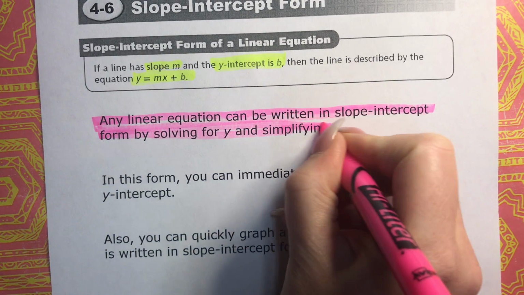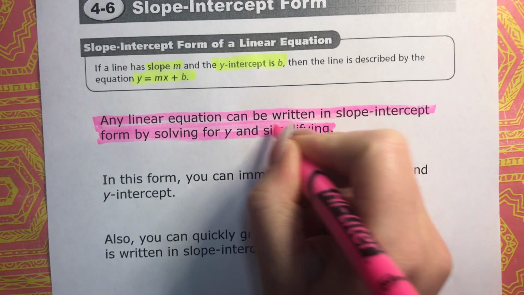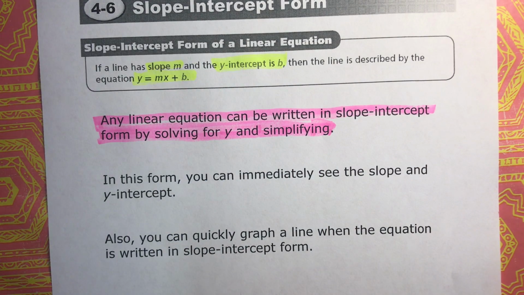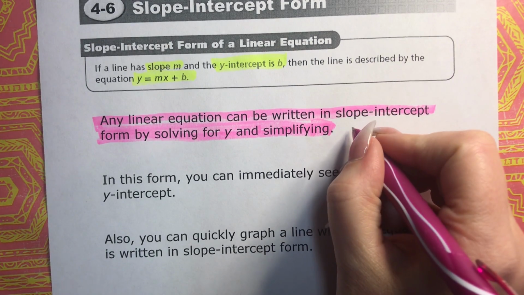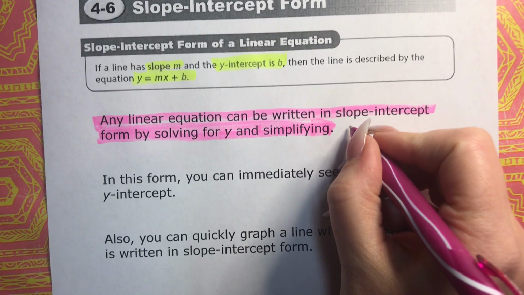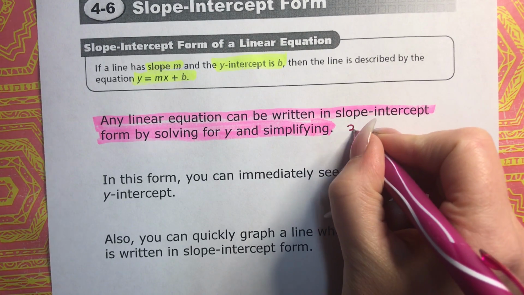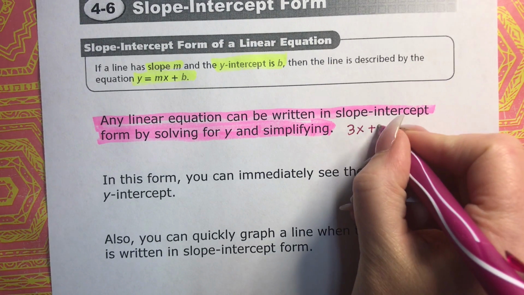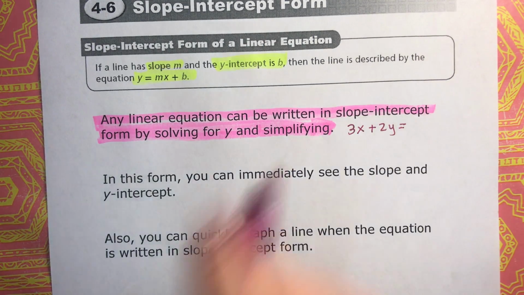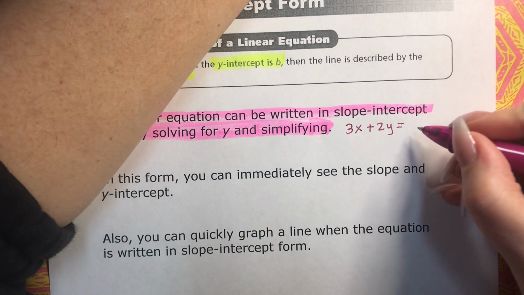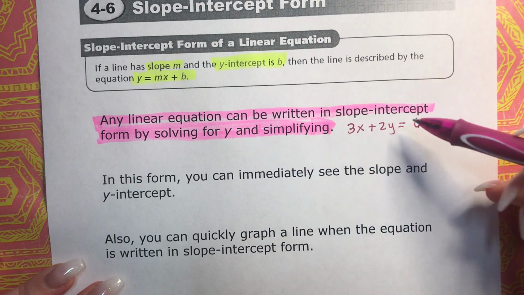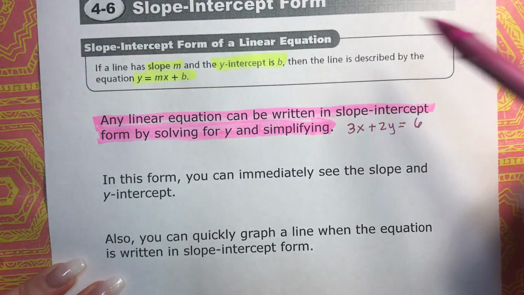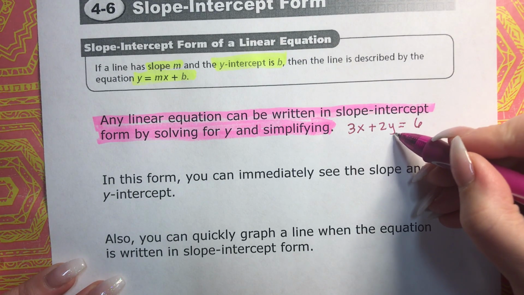So one of the forms that we talked about previously was standard form. Do you remember that? An equation in standard form would be something where the x and the y are on the same side of the equation. So maybe something like 3x plus 2y equals 6, let's say. So this is standard form. If we want to change this into slope-intercept form, what we need to do is get y by itself, so that we would isolate y.